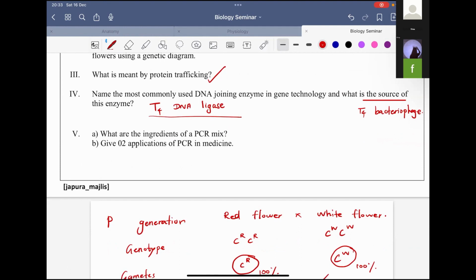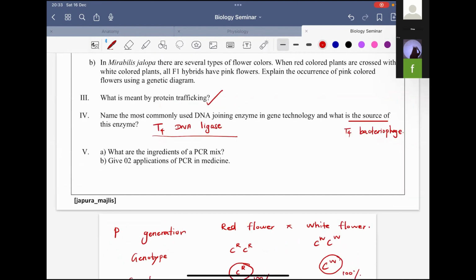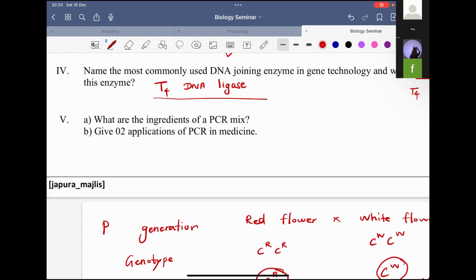it is about PCR. You are all quite familiar with PCR because it is a very common thing we use. Sometimes it can also be asked as an essay question, because you can see it was in 2020 or so that they asked an essay on PCR. Here there are two other very simple questions on PCR. First, what are the ingredients of a PCR mix?